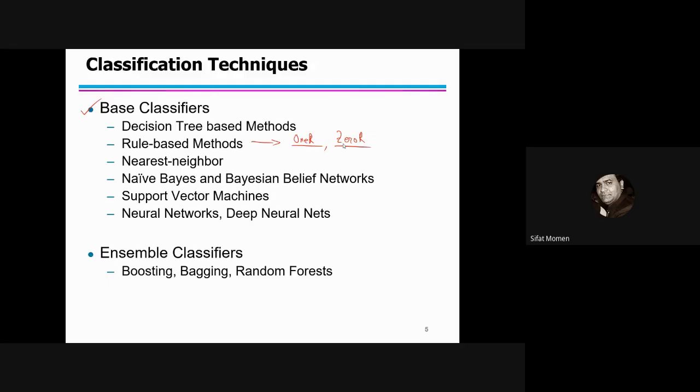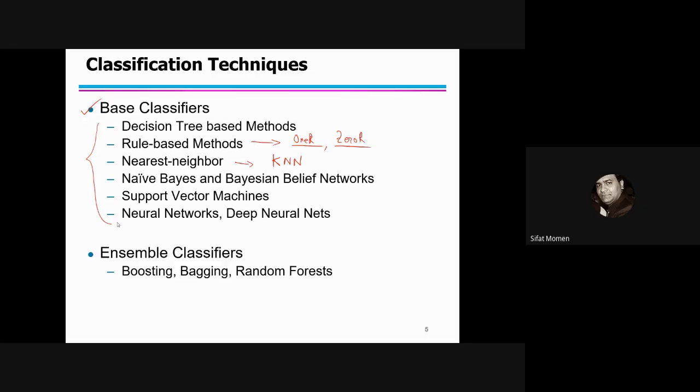Then there are some classifiers that depend on the nearest neighbors. One of the famous classifiers is called the KNN classifier, the K nearest neighbor classifier. We will talk about this, don't worry about it now. There are probabilistic classifiers like naive Bayes classifiers and Bayesian belief networks. Then there's a classifier called support vector machine. Then we have neural networks and deep neural nets. These are examples of some of the basic classifiers that we have. Is that okay, Nakina?